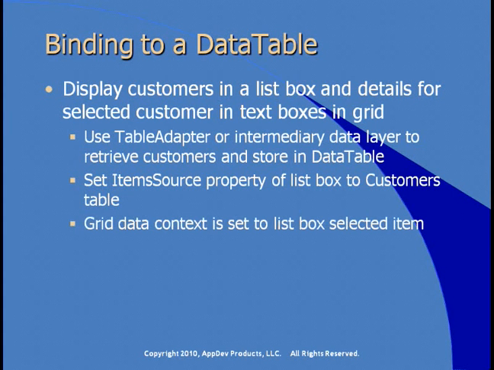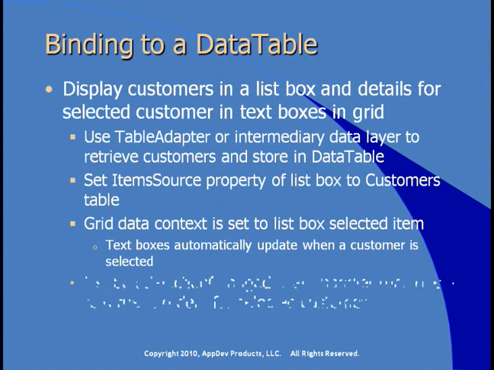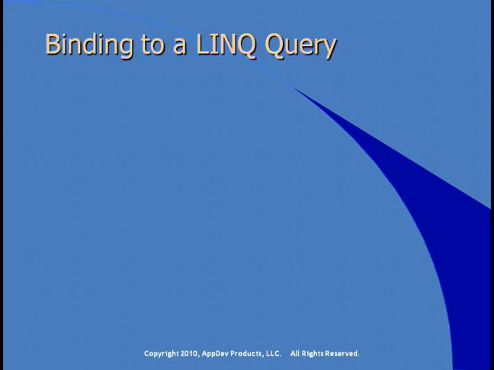And then again, the data context of the grid is set to the selected item in the list box, and therefore the text boxes automatically update when you select a new customer. And then in the selection changed event handler for the list box, we're going to run a query and bring back the number of orders placed by that customer. Using ADO.NET datasets is pretty traditional, but there are other options for working with data, such as LINQ. So we'll see an example of binding to a LINQ query.